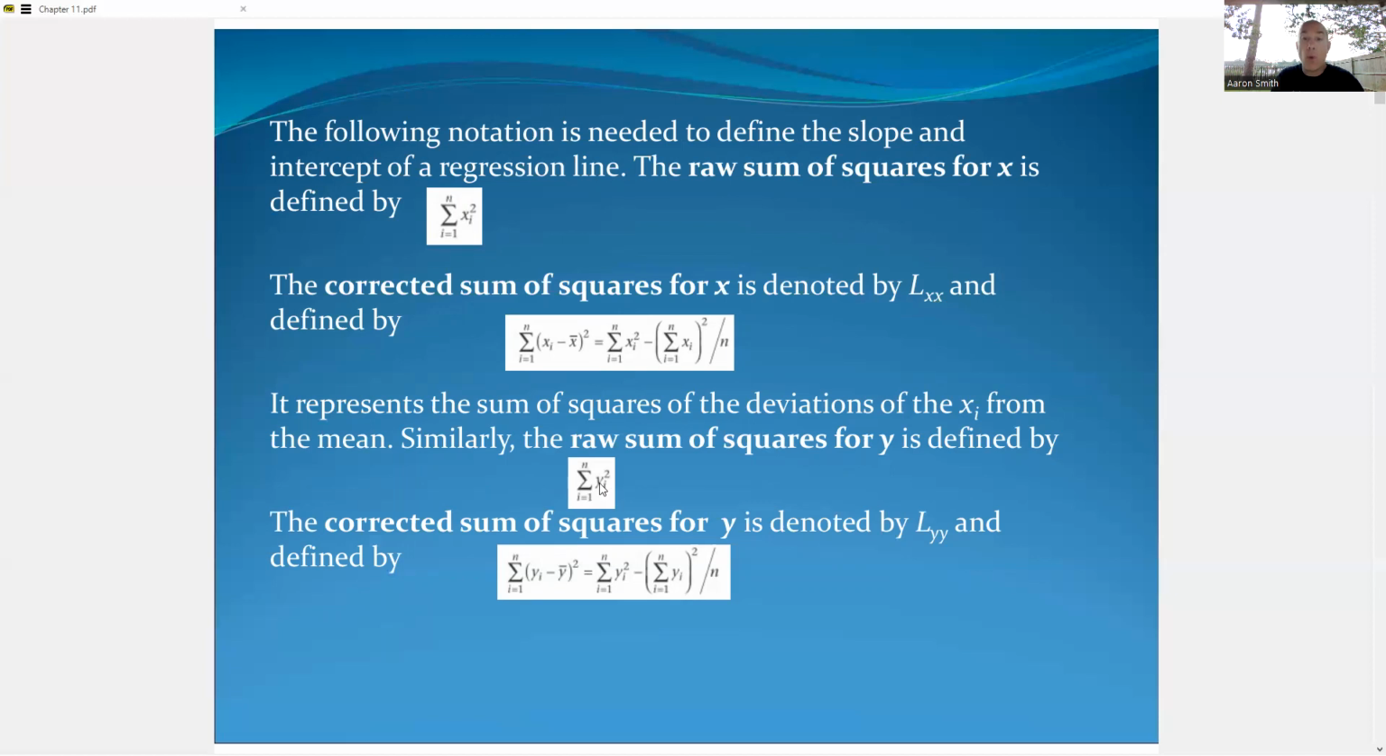Now we can do the same thing with Y. Easy peasy, lemon squeezy. Same idea, but instead of having x's, I have y's in here. We will denote the sum of squared deviations from the mean for this one LYY, because we have the Y variable in there.